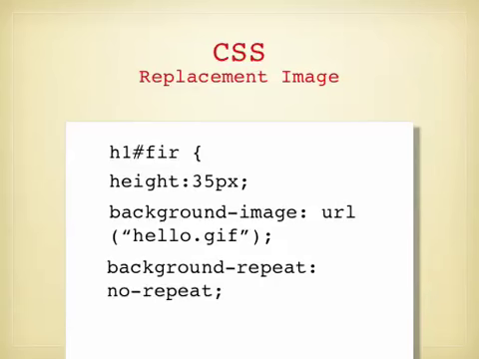Next, we set the background repeat to no repeat. This should be done essentially because you do not want the graphic to show up more than once. Without this tag, the graphic would simply repeat across the entire line over and over again until it runs out of space. This way, with a no repeat tag, it literally only shows up one time. Afterwards, we simply close the bracket, and this completes the replacement image tag.